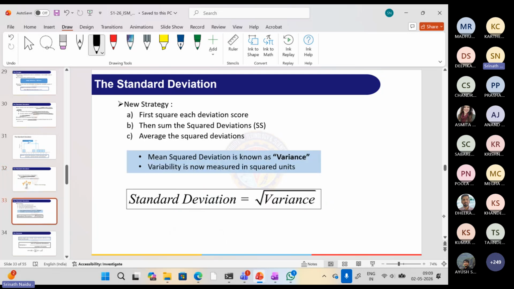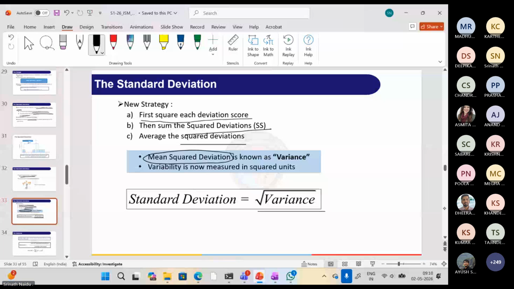So how do you find the standard deviation? You first square each deviation score, then sum the squared deviations and average them. So the mean squared deviation is the variance that I just showed you. I've covered a bunch of slides in a short while, so we're just summarizing all of that now. The variability is now measured in squared units because it's the sum of squared deviations. The standard deviation will be the square root of that variance.